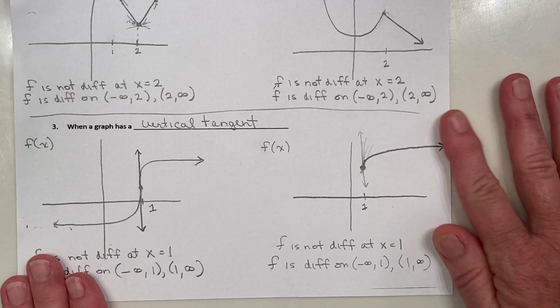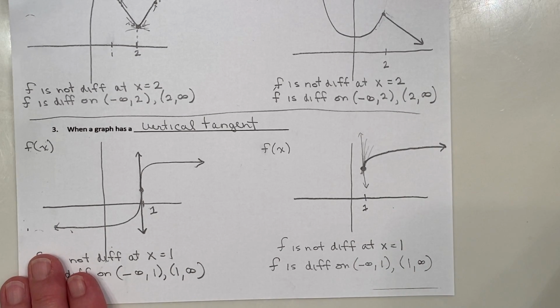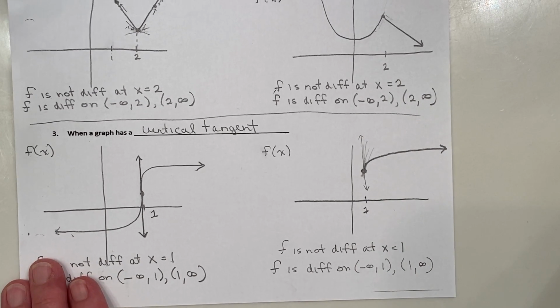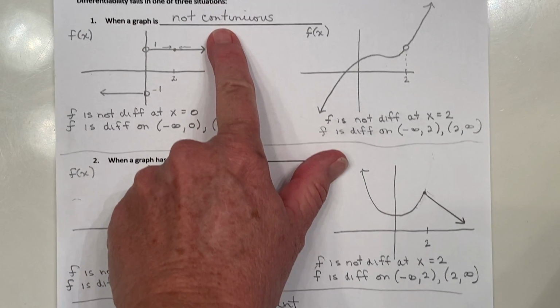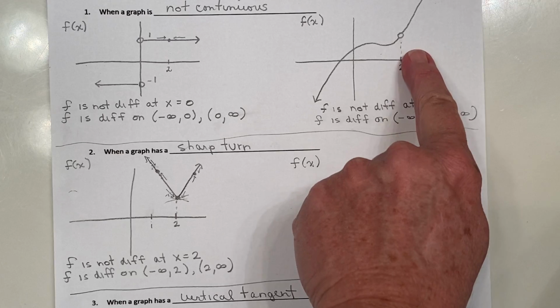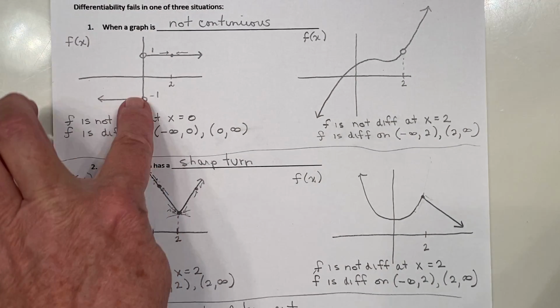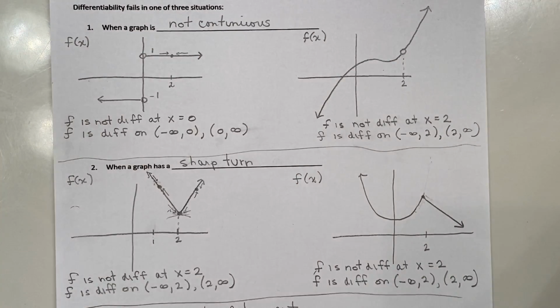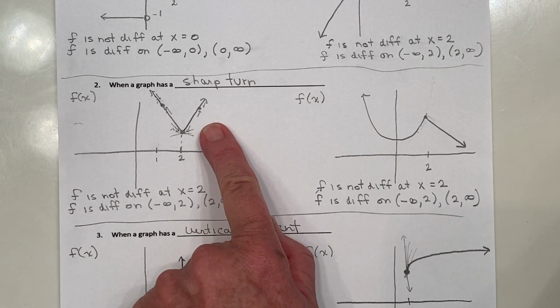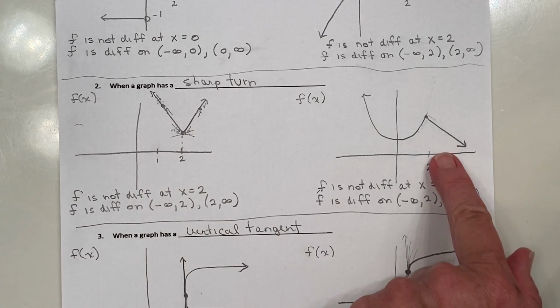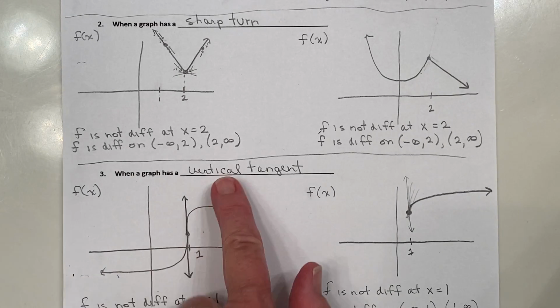All right, so graphically by inspection, we can determine if a graph is differentiable at certain x values by considering that a graph is not differentiable when it's not continuous. It breaks in the graph. There's no point there to even put a tangent line to. Also when a graph has a sharp turn, because the slopes from the left and the right, although they exist, are not equal. And then the third case is when you have a vertical tangent line.